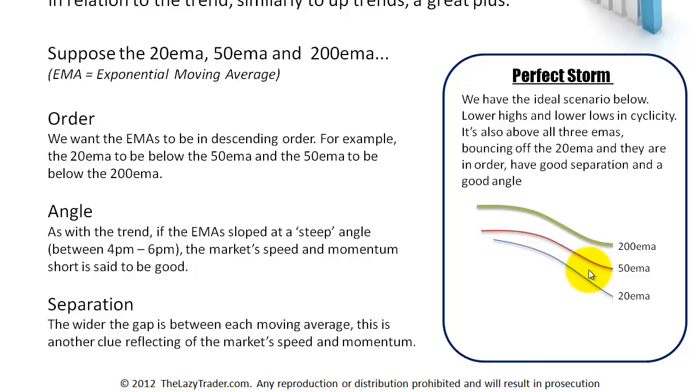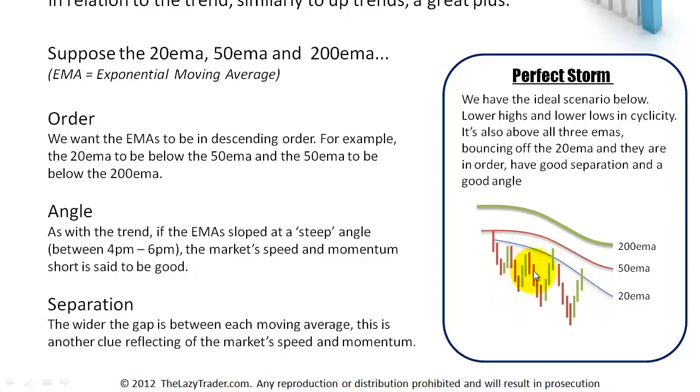The angle, of course, if it slopes at a steep angle between 4 and 6 p.m. in this instance, it's a reflection of market speed and momentum, which is a good condition for our short opportunity if we're actually in the trade. And of course, last but not least, we have the separation between all moving averages. The wider the separation between the moving averages, the more reflective of speed and momentum it's said to be.